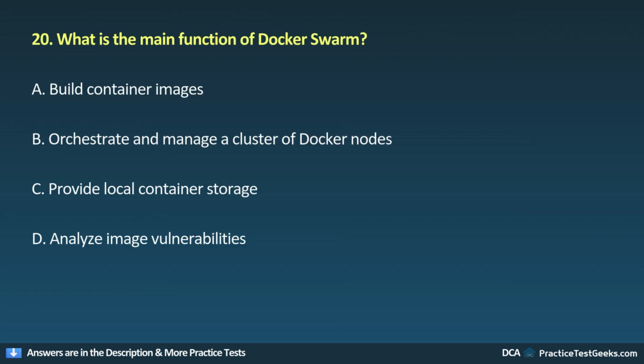20. What is the main function of Docker Swarm? A. Build container images. B. Orchestrate and manage a cluster of Docker nodes.